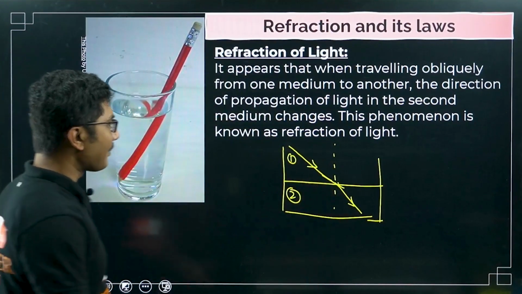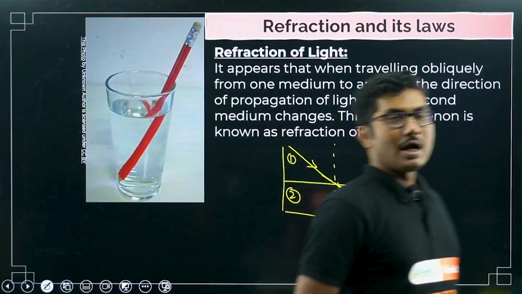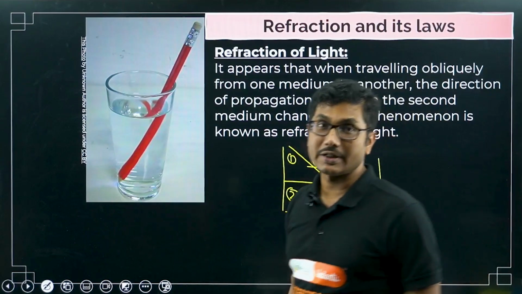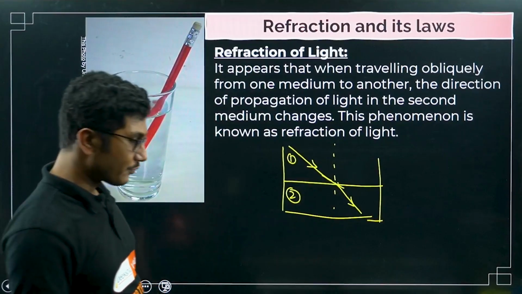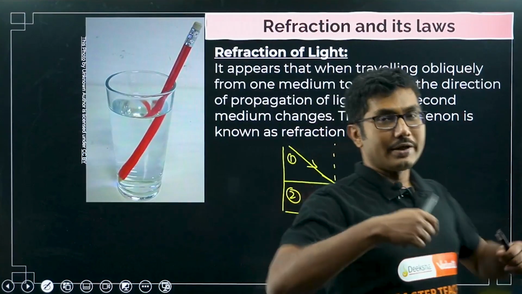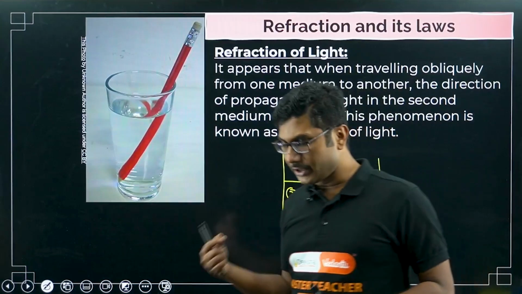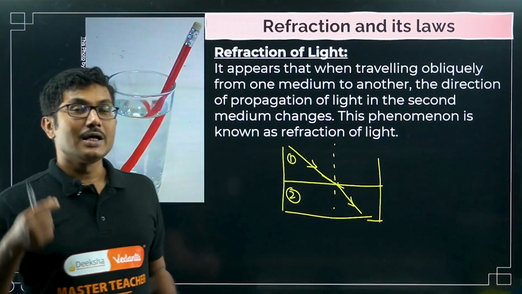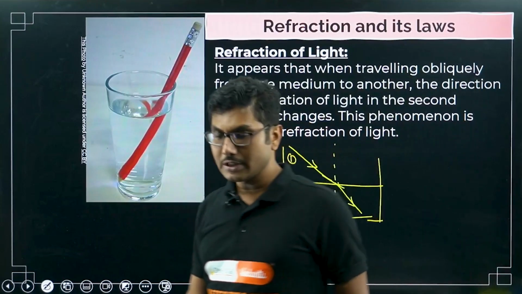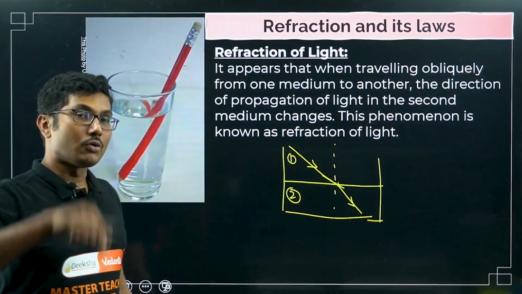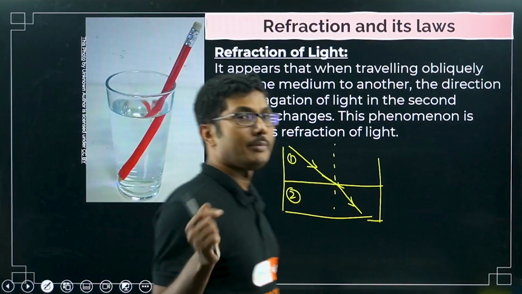This happens for oblique incidence only. For normal incidence, refraction does happen, but we do not observe it clearly. Refraction is related to the change in the speed of light. The change in speed of light definitely happens, but we do not observe it because it follows the same path, but it goes slower or faster based on the medium.